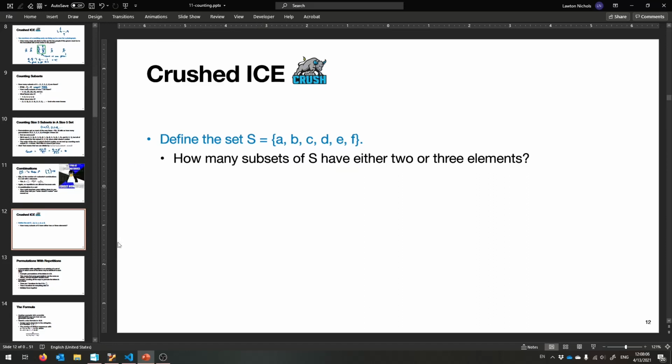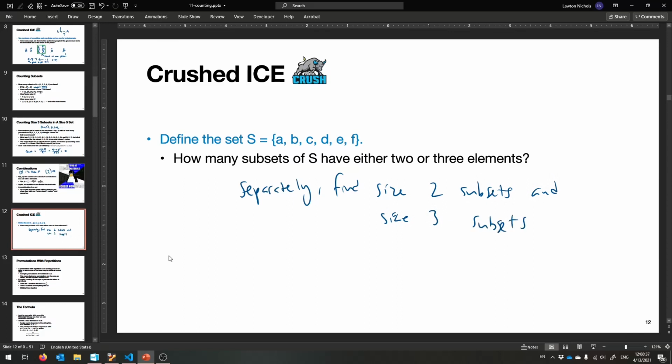And here's the idea. Let's make sure I'm actually recording, yes. So let's find the number of size 2 subsets and the number of size 3 subsets. That's the goal, so let's do that separately. Find size 2 subsets and size 3 subsets. And then we can just add those together.